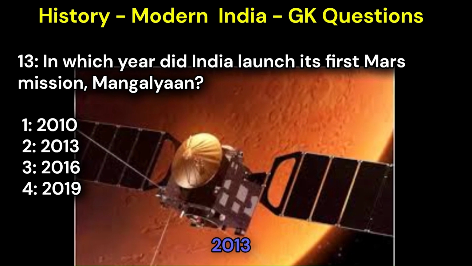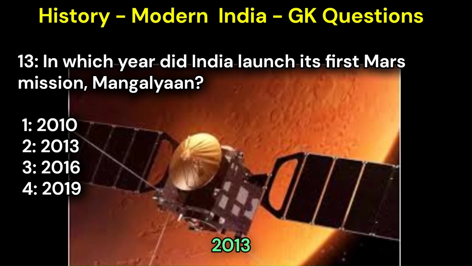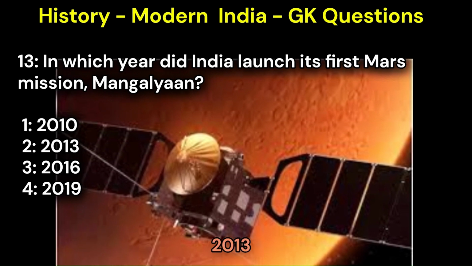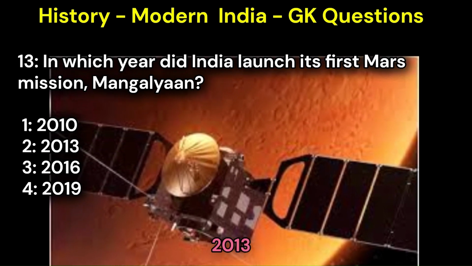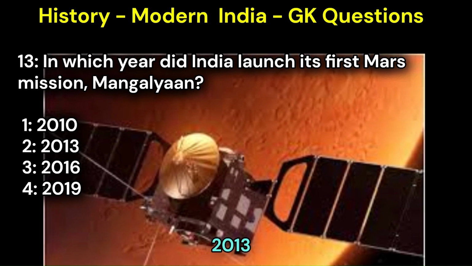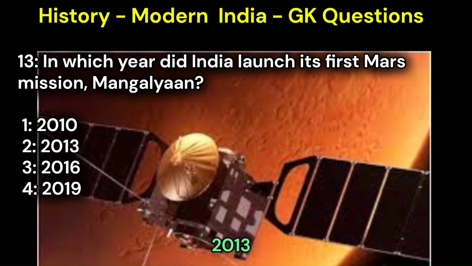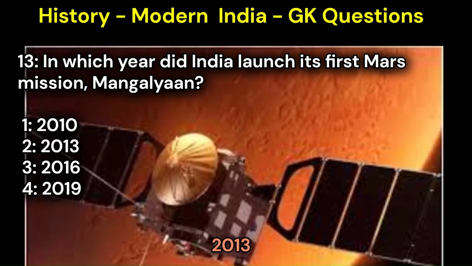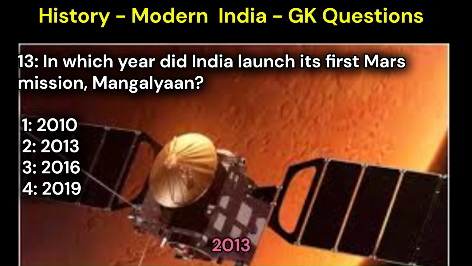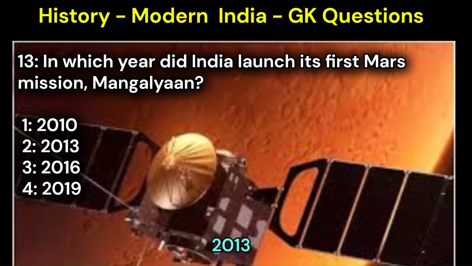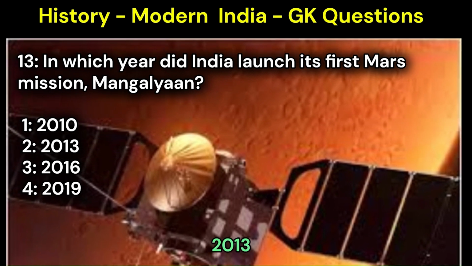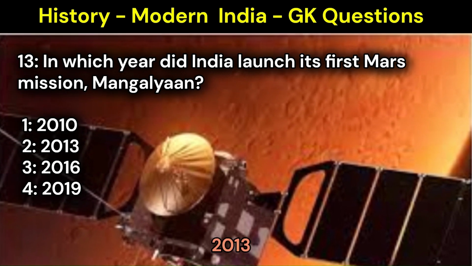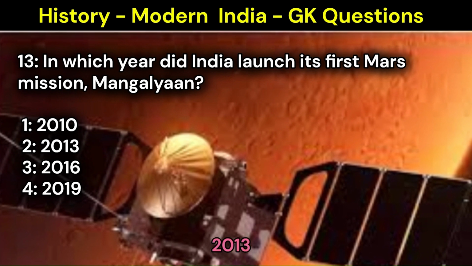Explanation: India launched Mangalyaan, Mars Orbiter Mission, on 5th November 2013, entering Mars orbit on 24th September 2014. Costing $74 million, it was the cheapest Mars mission ever, showcasing ISRO's frugal engineering. It made India the first Asian nation to reach Mars and the fourth globally, after the US, Russia, and Europe. The mission studied Mars' atmosphere and surface, boosting India's global scientific reputation.